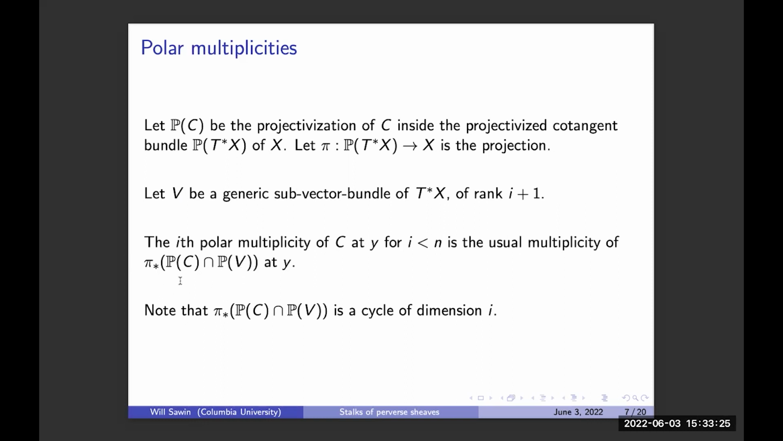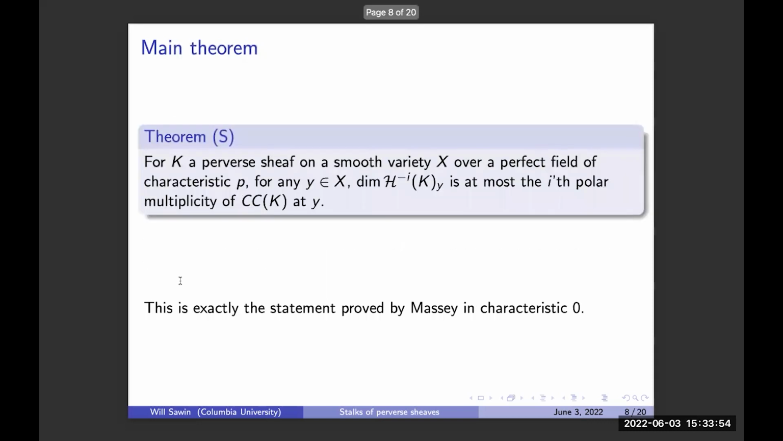That produces a cycle of dimension I, and we'll take the usual multiplicity of that cycle at Y, and that defines the I polar multiplicity of our original cycle. And if we do that for V sufficiently generic, it'll be independent of the choice of V, and that's the one we want to take. And so what Massey proved is that this ith polar multiplicity is a bound for the stalk in degree minus I at Y. And he proved this in characteristic 0.